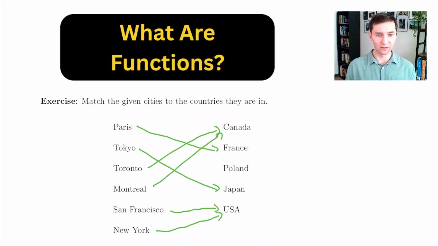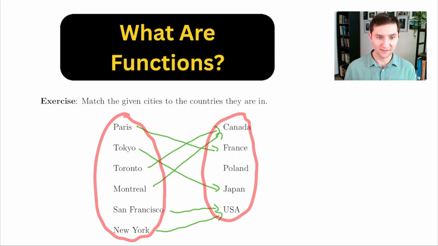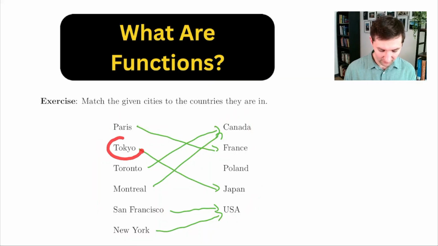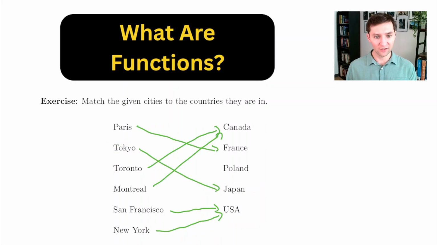This assignment of cities to countries is an example of a function. More generally, a function is an assignment between elements of two sets that assigns to each element in the first set exactly one element in the second set. And the word set is a special term for a collection of objects.